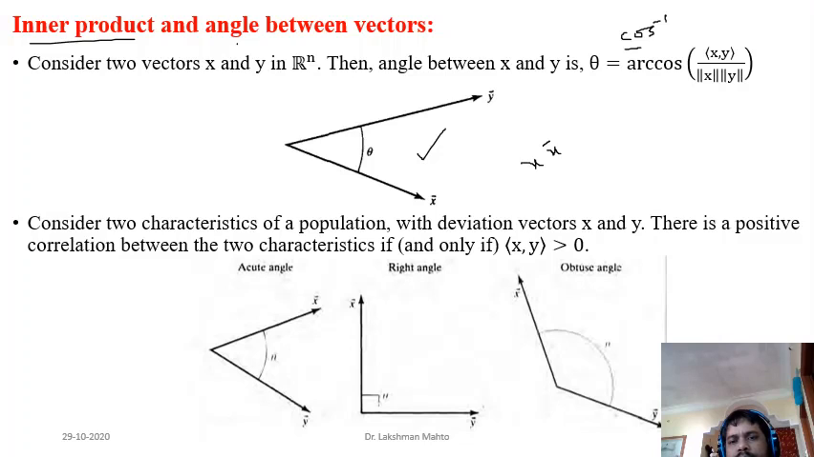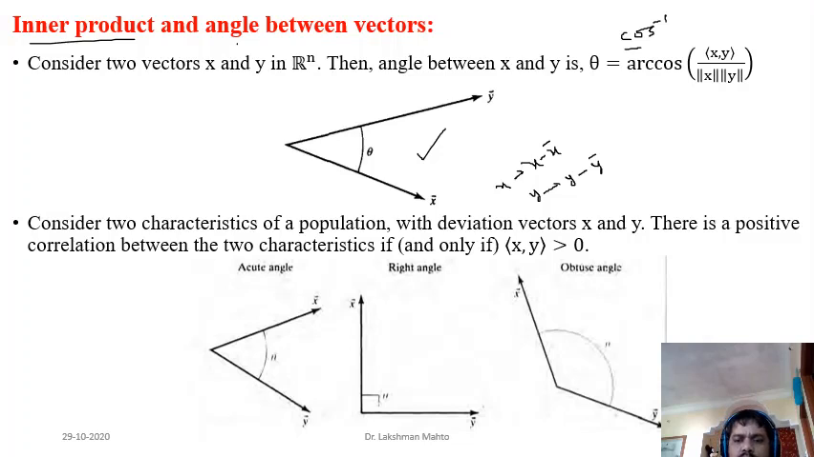So x has been replaced by x minus mu, and y has simply been replaced by y minus mu. So x and y are mean deviated data. There is a positive correlation between these two characteristics, height and weight, where x represents height and y represents weight, if and only if the inner product between x and y is greater than or equal to 0.